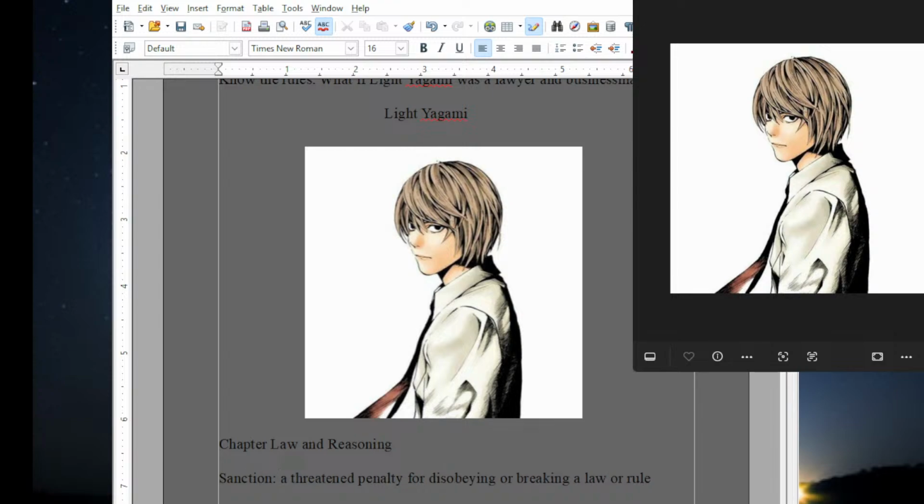I probably messed that up. For disobeying a law or rule, or not even breaking. I guess breaking would be the uneducated way of saying it. Disobeying a law or rule. Let's go ahead and do that. Alright, let's continue. So then, if they suffer harm as a result of others' wrongful acts, they must know how to seek compensation.